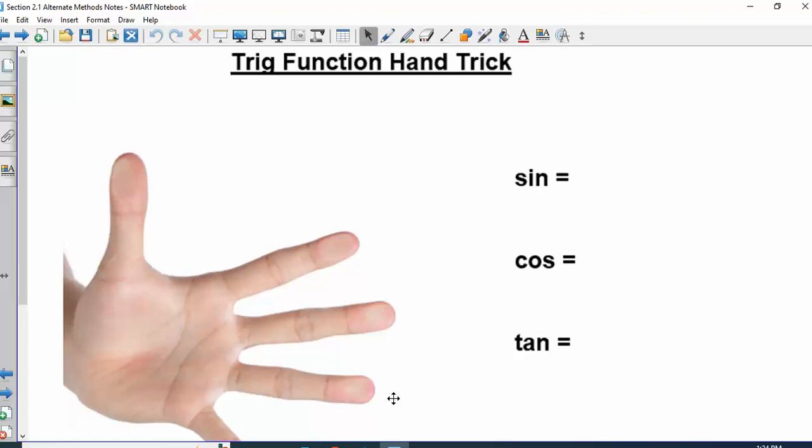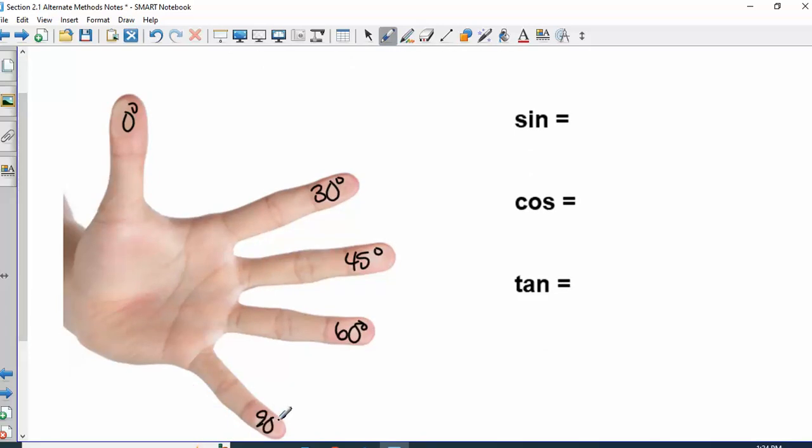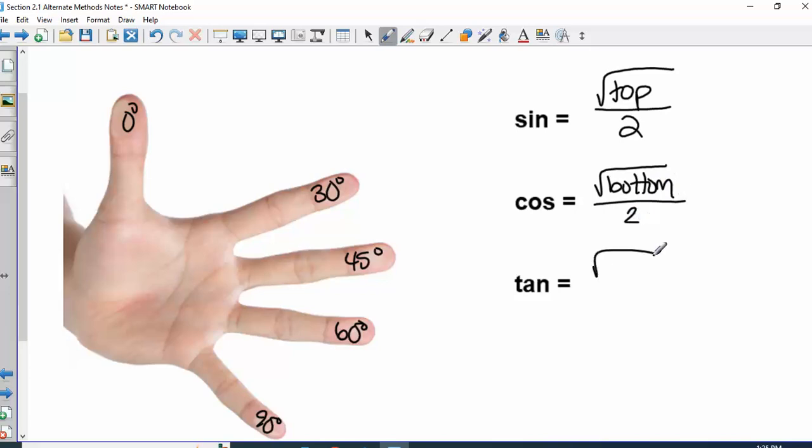30 degrees, 45 degrees, 60 degrees, 90 degrees. Okay. Alright, and the pattern I told you for sine is square root of the top over 2. Cosine, square root of the bottom over 2. And tangent, square root of the top over square root of the bottom.